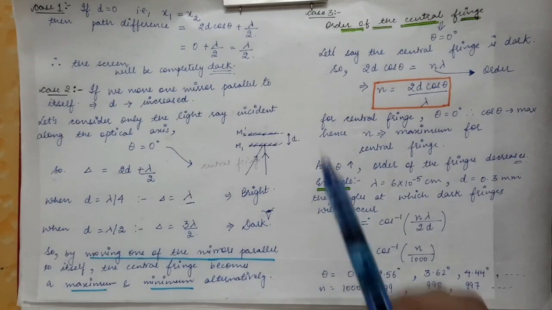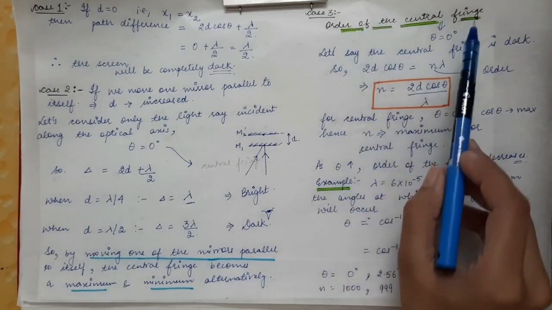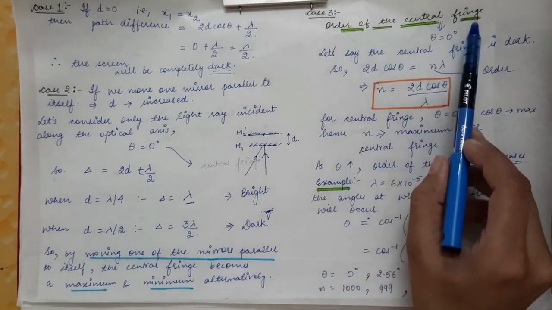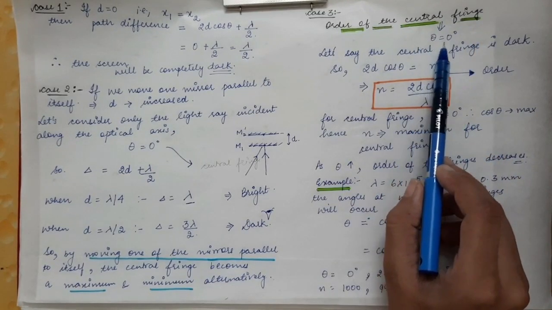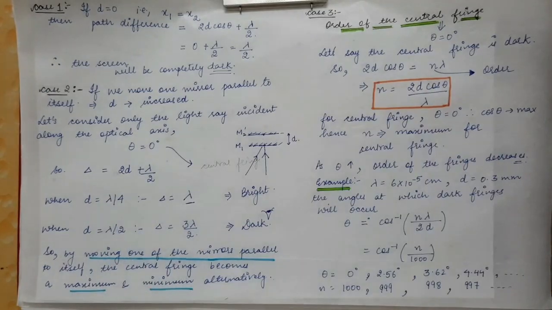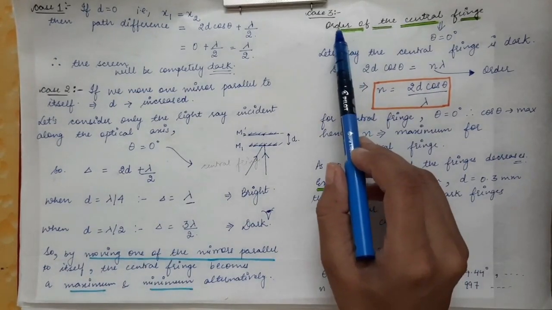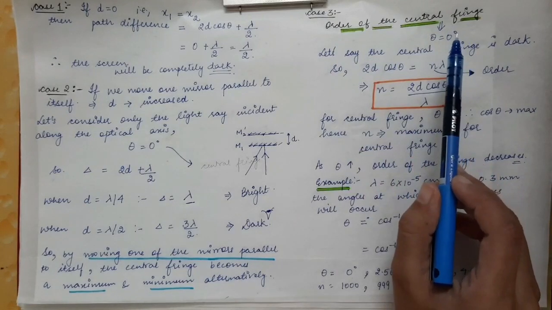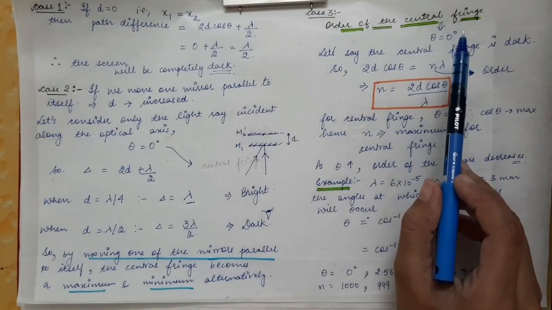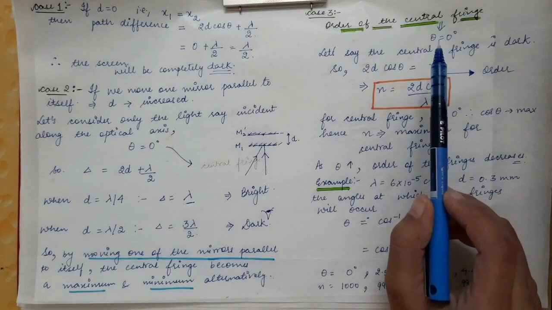Now we will see what is the order of the central fringe. We have seen that the central fringe is formed by the light rays which are falling on the mirror at zero angle of incidence. So now we are seeing what is the order of the central fringe. In the previous experiments, the order of the central fringe was equal to 0.